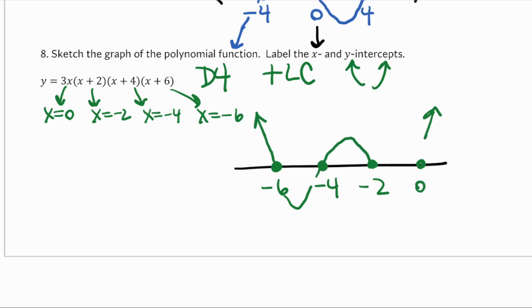If you are sketching your graph, and you start with the end behavior, but you're not able to make that graph fit that, that's probably a bad sign. Something's gone wrong along the way, so you can double check your work.